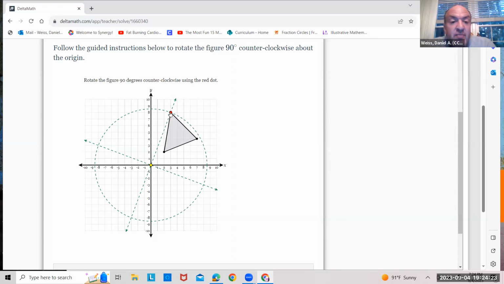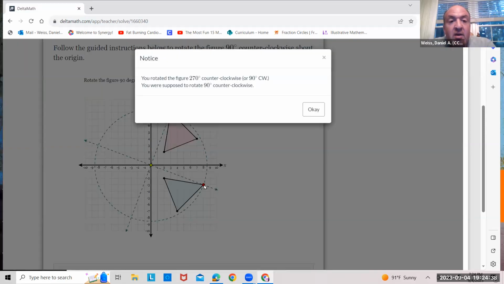So here, I'm going to grab the red dot and drag it all the way down to this next one, right there where it crosses. And I'm going to let go. By the way, I clicked and held. Okay.